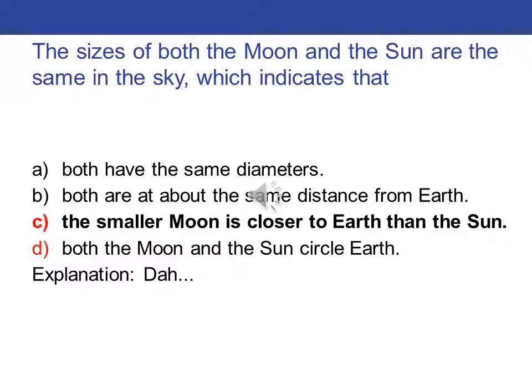Obviously, if the moon is much closer, it is much smaller. The sun is 400 times further out, and that means that it's 400 times larger.